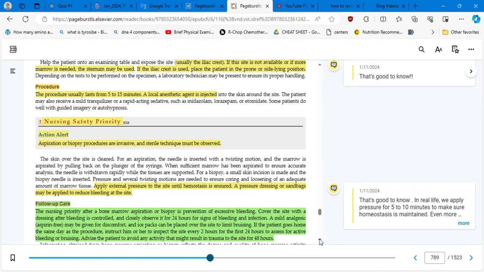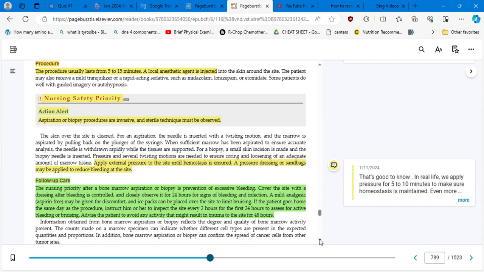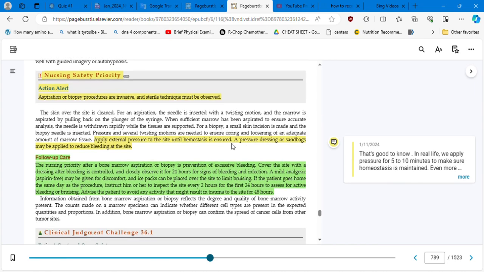Nursing safety priority: aspiration or biopsy procedures are invasive and sterile technique must be observed. After the procedure, apply external pressure to the site until hemostasis is ensured. Until hemostasis is ensured, a pressure dressing or sandbag may be applied to reduce bleeding. And that's good to know. In real life, we apply pressure 5 to 10 minutes. That's good to know. 5 to 10 minutes to make sure no bleeding is going to happen, right?